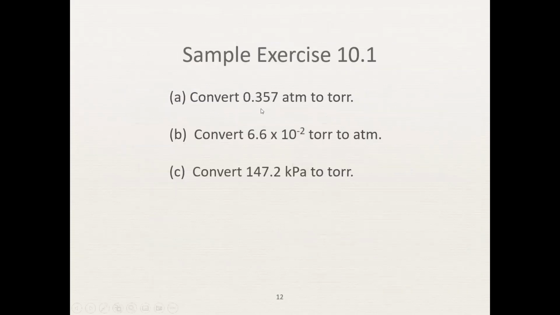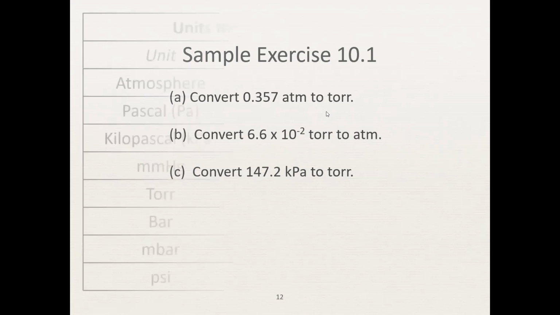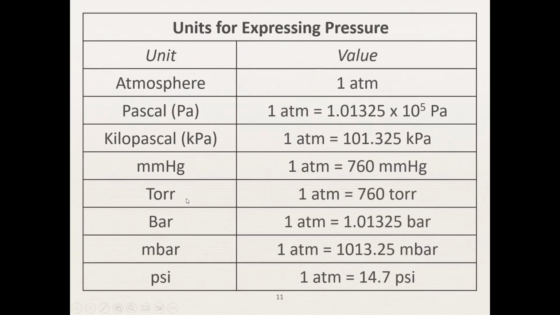So if we wanted to practice with these, we could do that with a few examples here. So 0.357 atmospheres, we want to convert it to torr, excuse me. So if we go back and find the relationship, 1 atmosphere is equal to 760 torr.